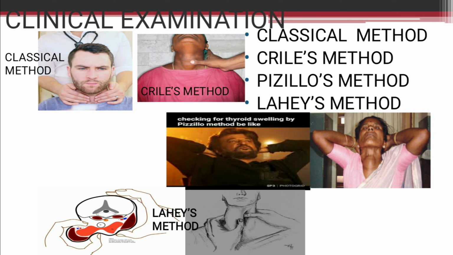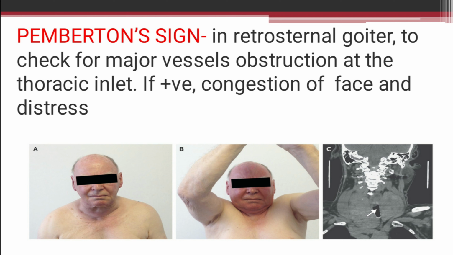Next is clinical examination of the thyroid gland. Here are some clinical tests that a doctor will perform to know whether we have any thyroid abnormalities. And here are some methods: the classical method, Crile's method, Kocher's method and Lahey's method. And next is Pemberton's sign, which is an interesting thing.